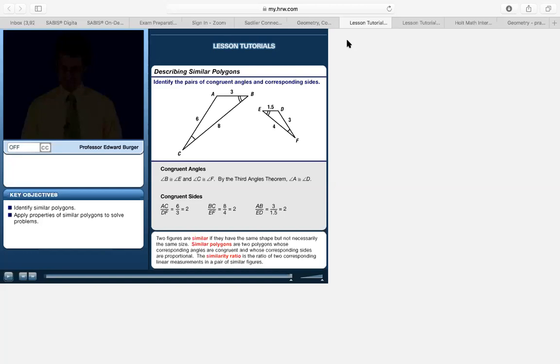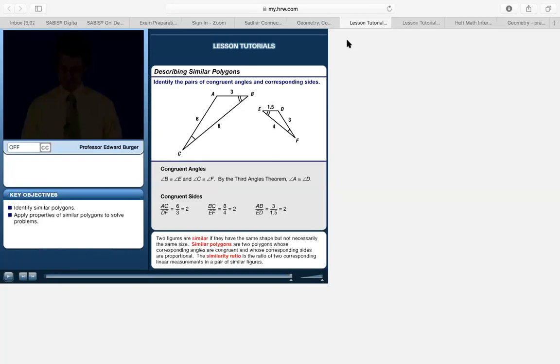And the sides, when I divide them together, they gave me the same ratio. Okay, so the two polygons are similar. When I say that the polygons are similar, the angles are congruent, and when I divide the sides, they will give me the same ratio.